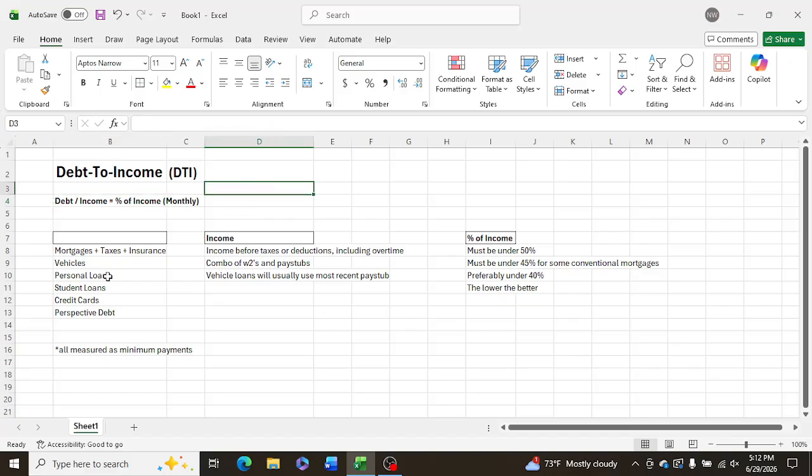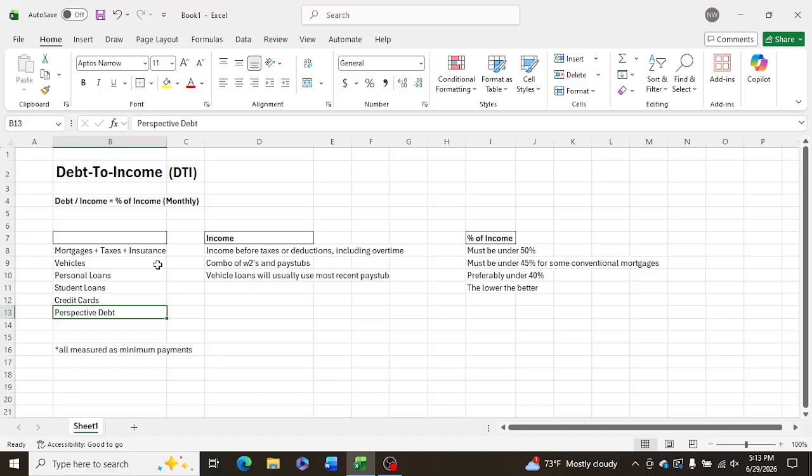Now, examples of debts that are going to be on there are any mortgages, and the taxes and insurance on whatever properties you own. If you're applying for a home loan, that falls into the prospective debt. They're going to look at how much the mortgage is and what the taxes and insurance on this property are going to be.